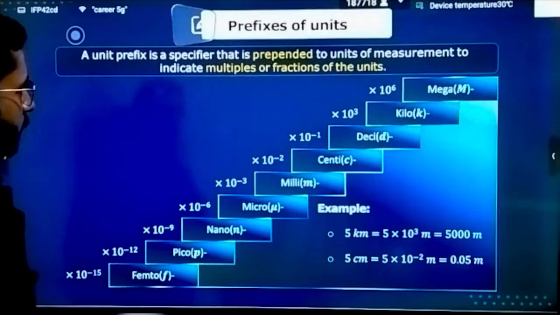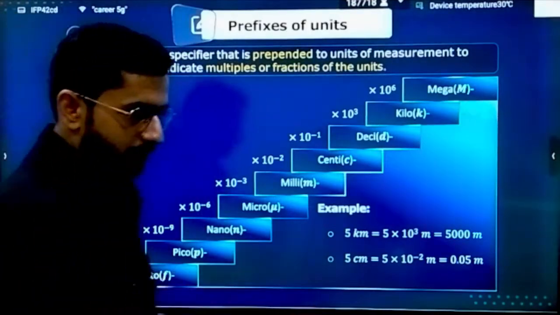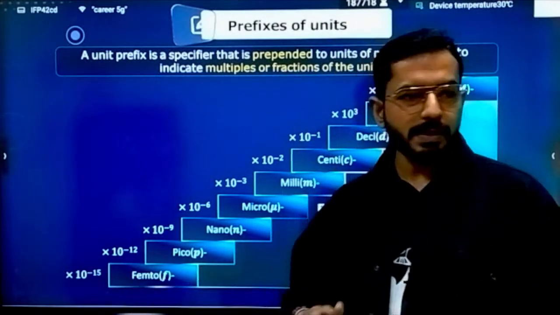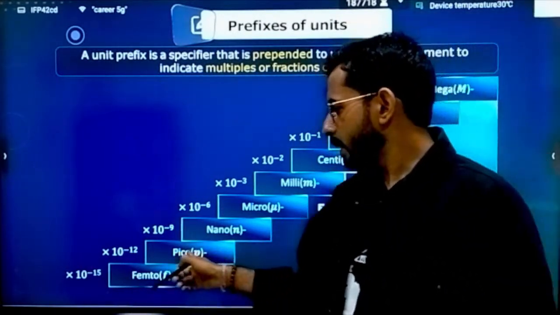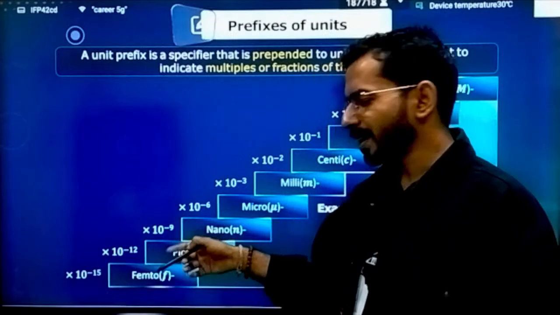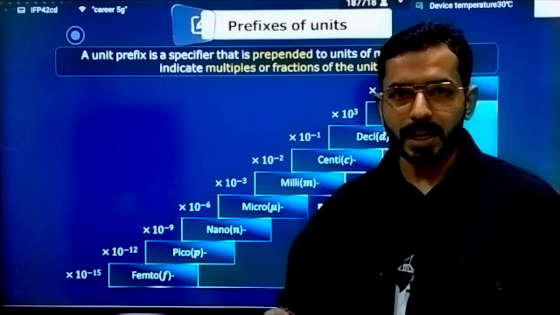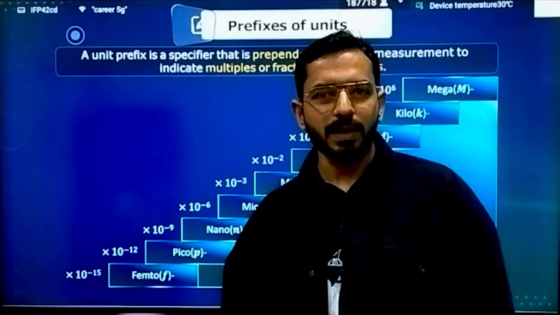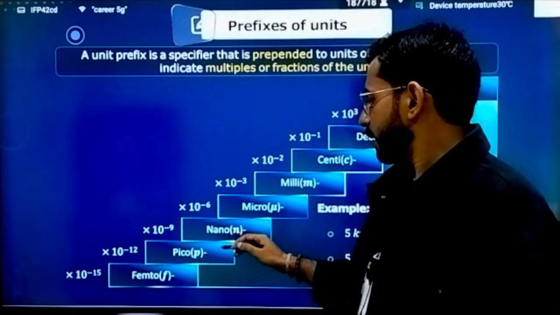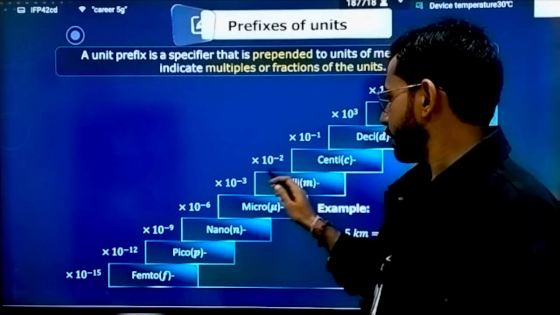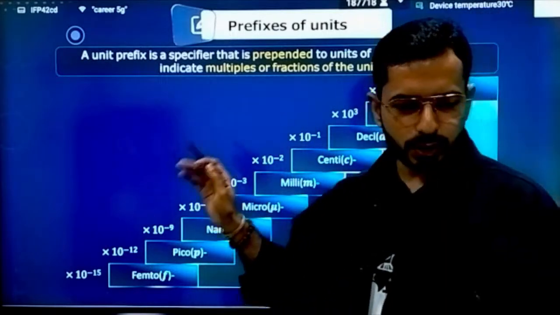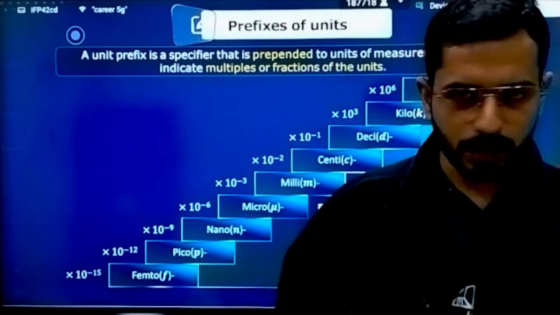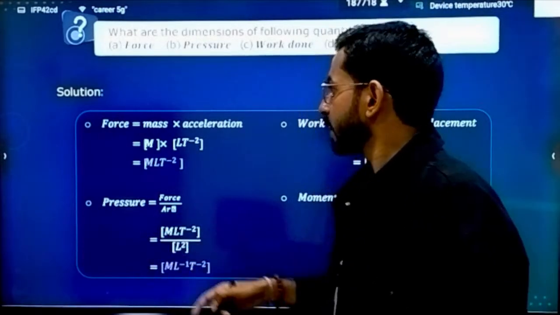Now let's move further. Some prefixes that you should remember, at least this much. 10 power minus 15 is called femtometer. Picometer, 10 power minus 12. Nanometer, a lot in our use. Even angstrom you should know about, mostly used in chemistry, 10 power minus 10. Micro, 10 power minus 6, milli, 10 power minus 3, centi. These many at least you should remember, because they are very often used in physics. Okay, so these are the basics of physics.